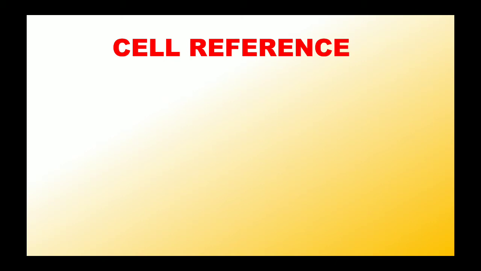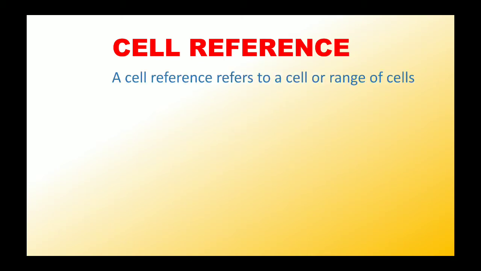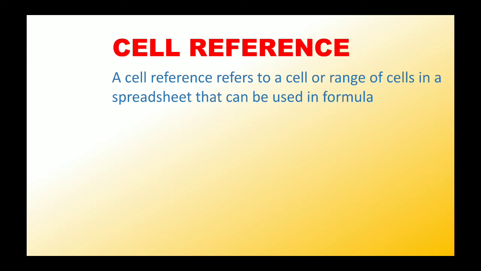What is a cell reference? A cell reference refers to a cell or range of cells in a spreadsheet that can be used in a formula or function. Generally, a cell reference is used with a formula or function. If we write any function or formula, then we generally use cell addresses. So we can say any formula or function refers to a cell address, that is, a cell reference.